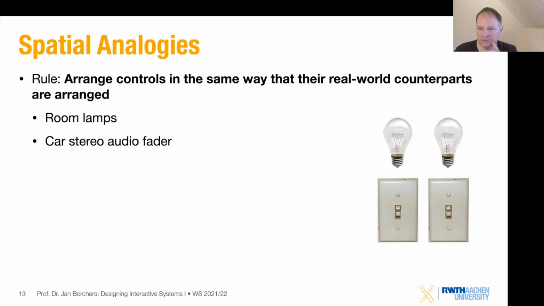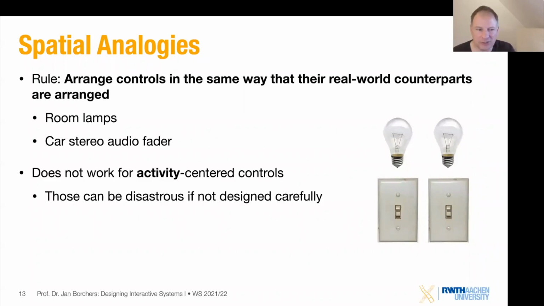Now, these natural mappings and spatial analogies are the easiest example of natural mappings. They work well for these, you could call them output-centered controls, right? Where you really want to control the state of a particular device. But when you get to activities, it becomes trickier.